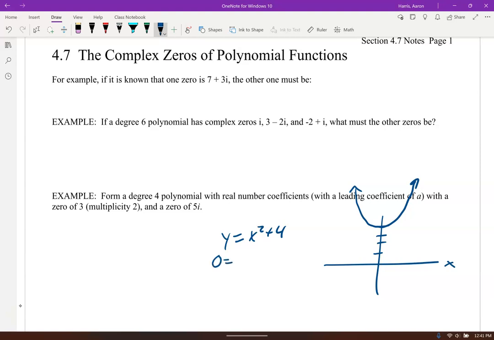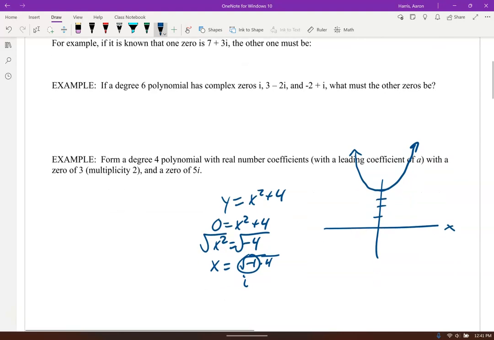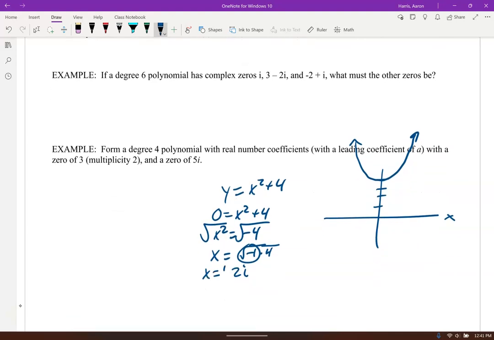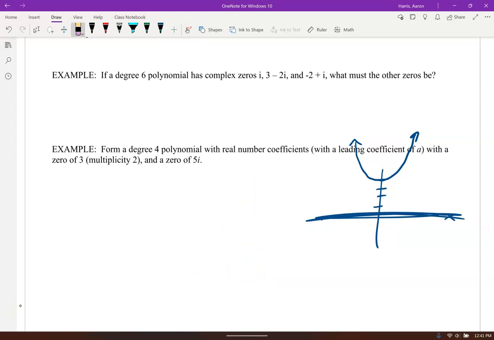But what if you were to find the zeros? By letting y be equal to 0, and you subtract 4 from both sides, square root, so you can take the square root of negative 4. Remember, the square root of negative 1 is i, and the square root of 4 is 2, so this is plus or minus 2i. So 2i and negative 2i are actually the zeros. They're complex or imaginary zeros, but they are zeros. They're just not real zeros. In other words, they don't cross the x-axis. It's above the x-axis. So complex zeros come in pairs.